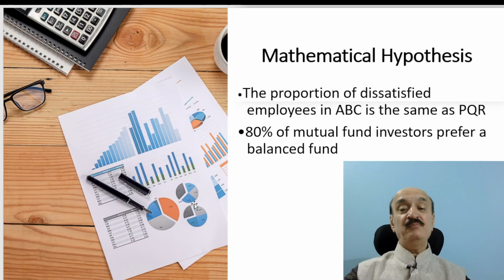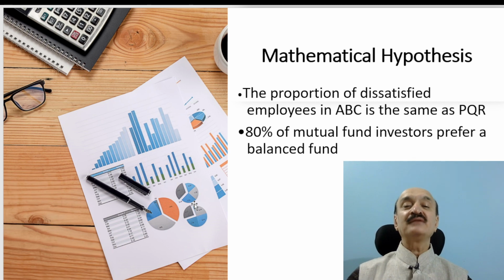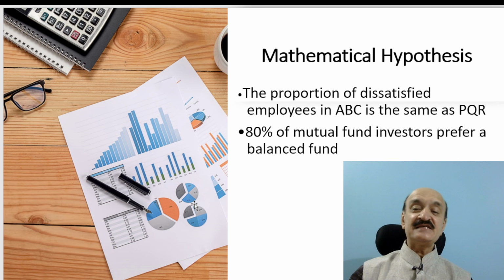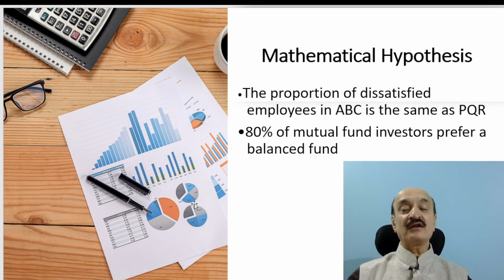The third type of hypothesis is called mathematical hypothesis. I think it is very obvious from the very term mathematical that the hypothesis will have mathematical terms. For example, the proportion of dissatisfied employees in company ABC is the same as in company PQR. Here, the term proportion makes it a mathematical hypothesis. Or, 80% of mutual fund investors prefer a balanced fund. Again, here 80% will be considered the mathematical term.